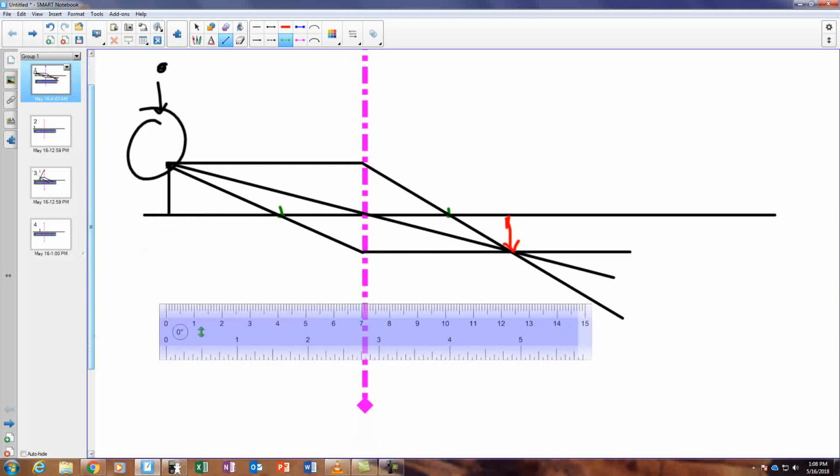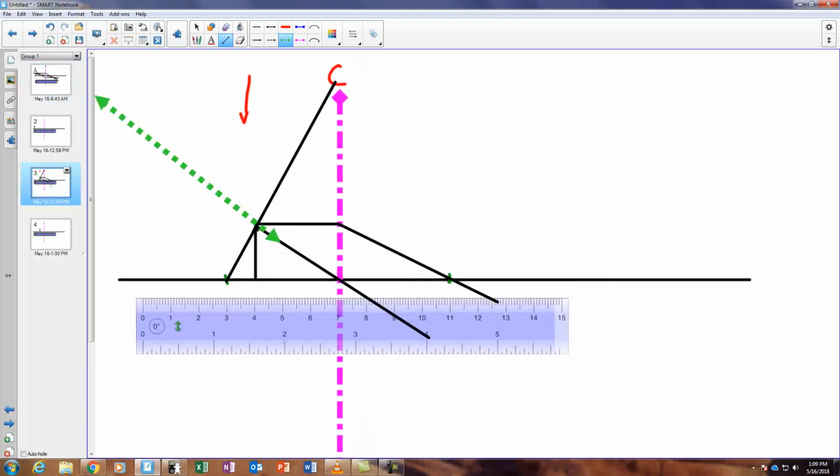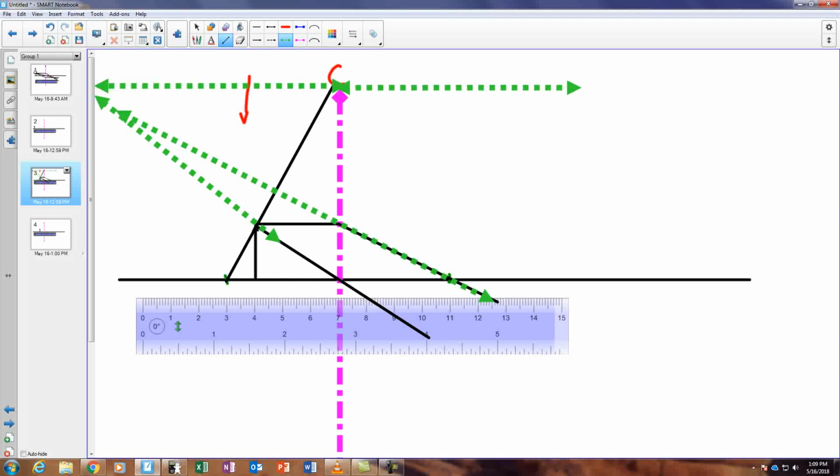Whoops, what happened? Oh, I clicked something else. All right, let's try that again. Okay, it's going to come out like that. And I didn't do a very good job of this other one. Wherever it hits, it would come back out parallel. When something comes through a focus, it's supposed to come out parallel.